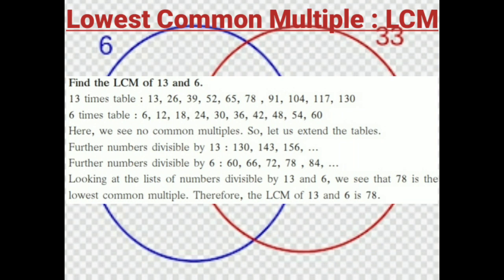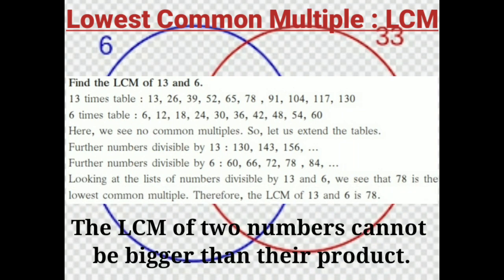Now, if you observe the number 78, which is the LCM of 13 and 6, carefully, you will realize that it is also the product of the numbers 13 and 6. 13 sixes are 78. That leads us to one conclusion, that the LCM of two numbers cannot be bigger than their product.